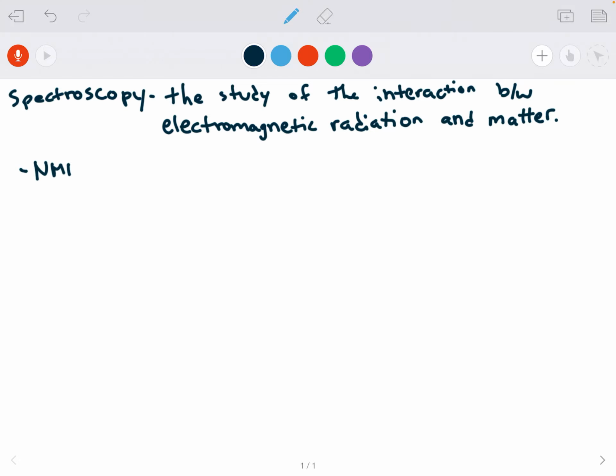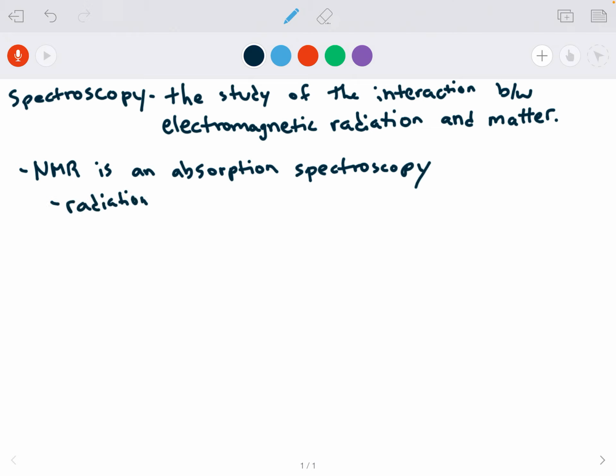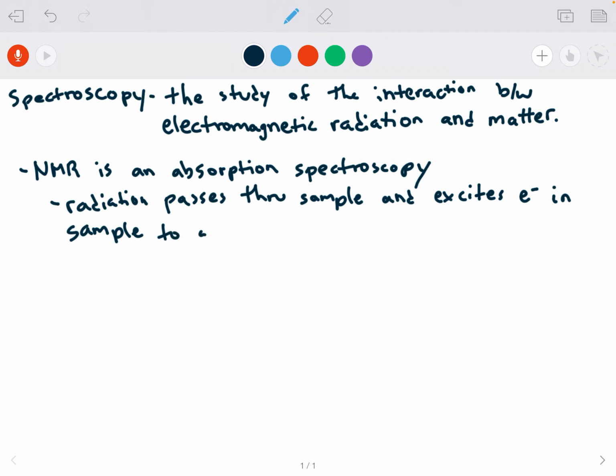Now specifically, NMR is an absorption spectroscopy. This means that radiation will pass through the sample and excite the electrons in the sample to a higher energy state.